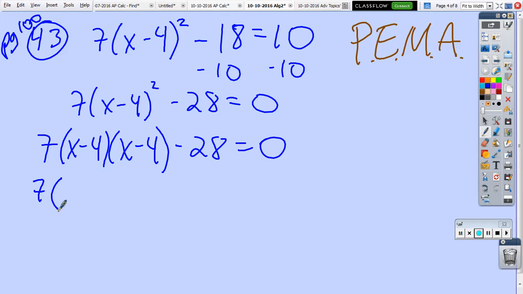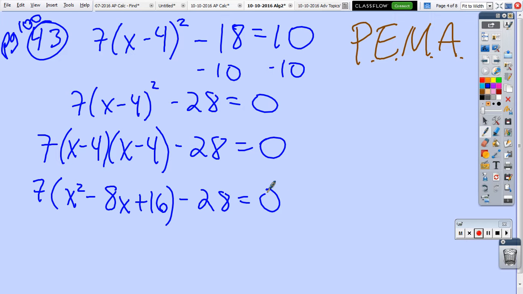If I FOILed, what would I have? Mary, help me out here. x squared minus 8x plus 16. You guys, you see what she skipped? She did x squared minus 4x minus 4x, which is negative 8x, and then negative 4 times negative 4 is positive 16. You combined two steps into one, where you did the outside and the inside. And if we continue, minus 28 is equal to 0.